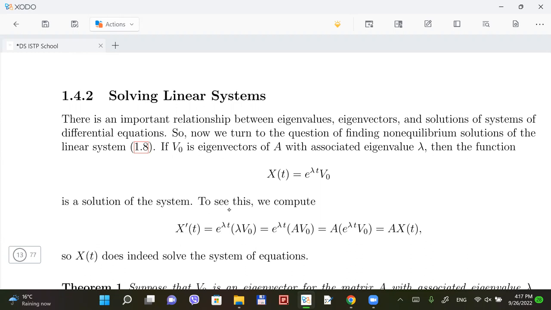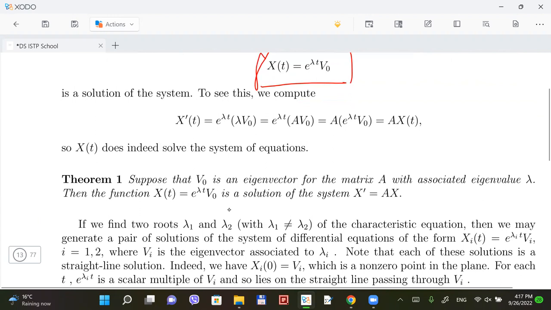How do we do that? If V is an eigenvector of some matrix associated with the eigenvalue lambda, then this function, the exponential function e to the lambda t multiplied by the eigenvector, is a solution of the differential equation. I will not show this, but it is really a basic and very easy calculation, using here that V is an eigenvector. So for our 2 times 2 matrix, we can find two eigenvalues, so we have two solutions.